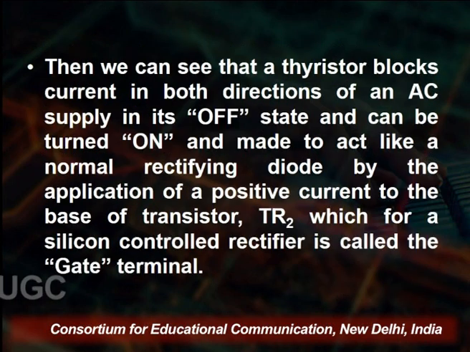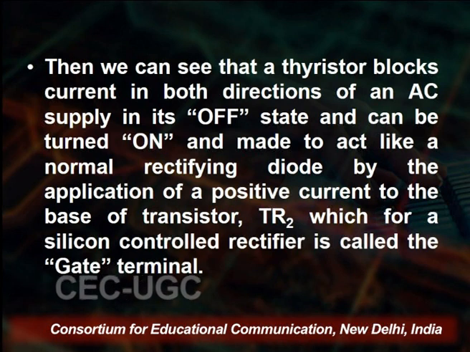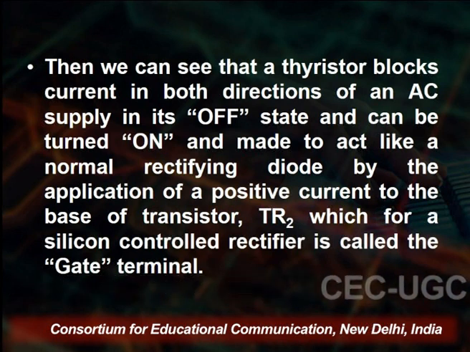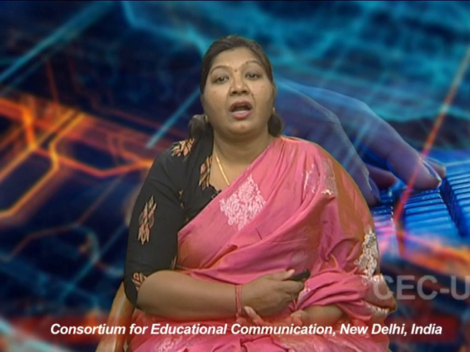Now, the thyristor blocks the current in both directions of the AC supply in its off state and can turn on. Then it may act like a normal rectifier diode by application of a positive current to the base of the transistor. Now, TR2, for a silicon controlled rectifier, is called the gate terminal. Now, TR2 becomes a gate in this manner.